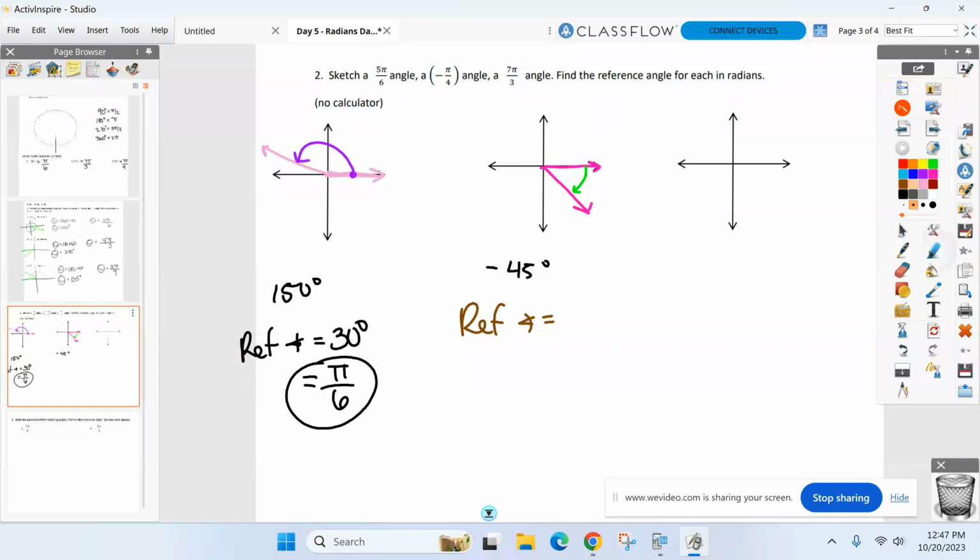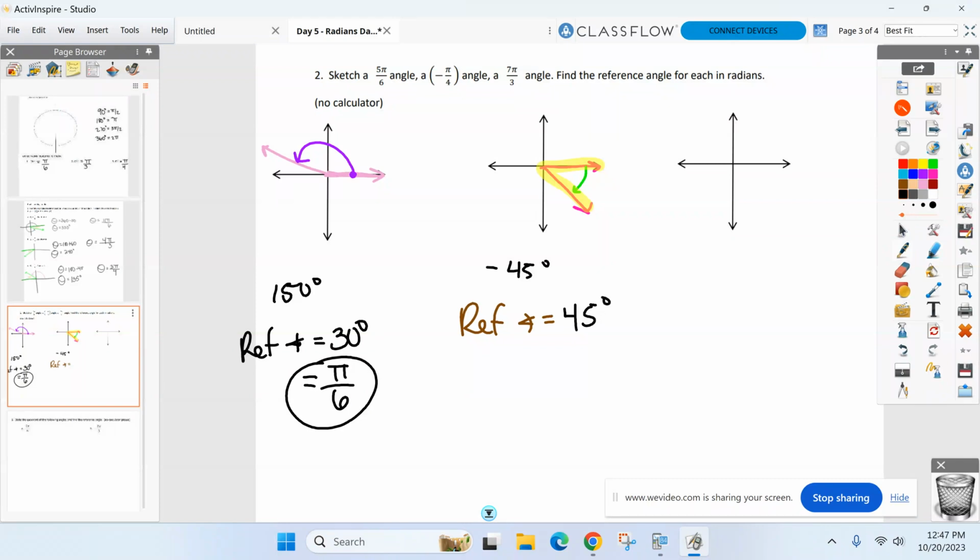Reference angle, which is between the x-axis and the terminal side. 45. Is that negative 45 or just 45? Well, let's answer that question now. What did we always say about reference angles? They're always positive, and they have to be less than 90. So we answered our own question. And it's got to be in radians, though.